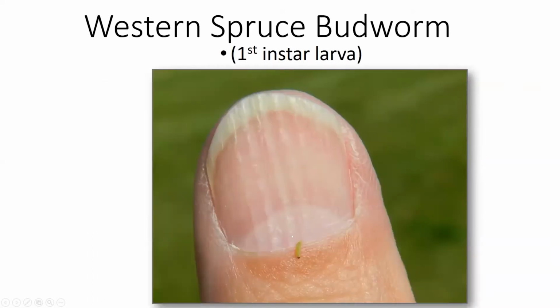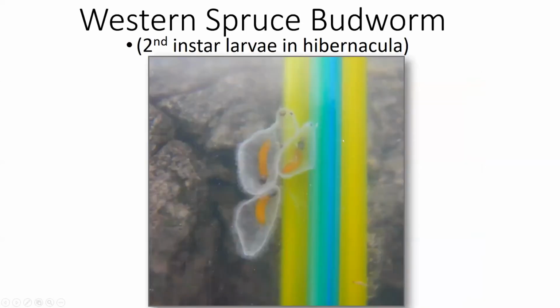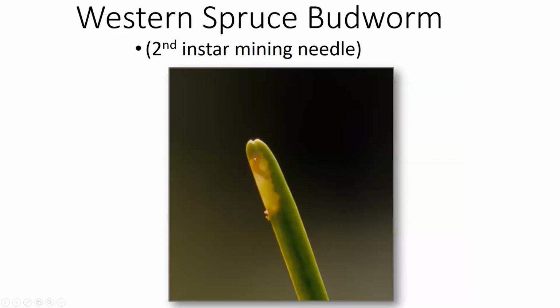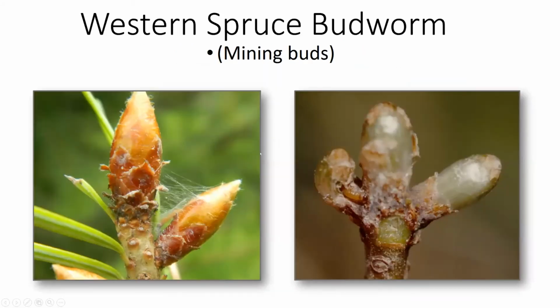The first instar larvae are very, very tiny. And this is the second instar larvae, and this is when they hibernate in this hibernacula at this stage. Then they emerge again in the springtime, and they disperse on these little silken threads. And then they begin tunneling into older foliage prior to bud break. And then as the buds begin to expand, they'll start to feed on those.